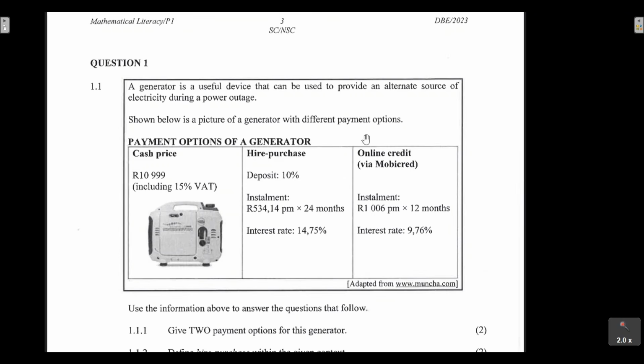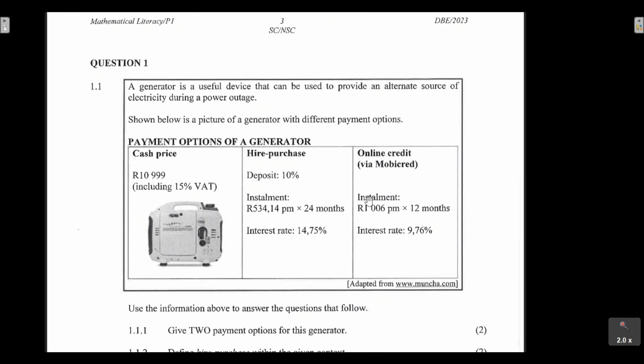Then we're given the next payment option, which is via online credit, via MobiCredit. The installments you'd have to pay if you take this payment option are 1,006 rand per month for 12 months, and the interest rate is 9.76%.